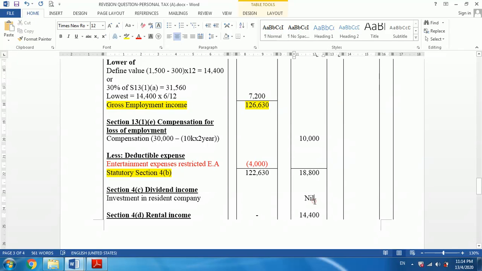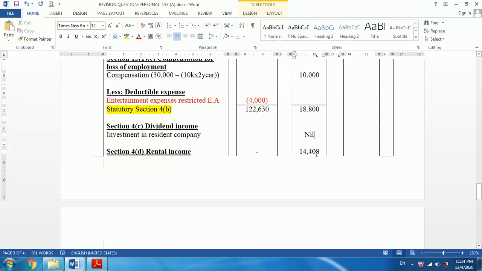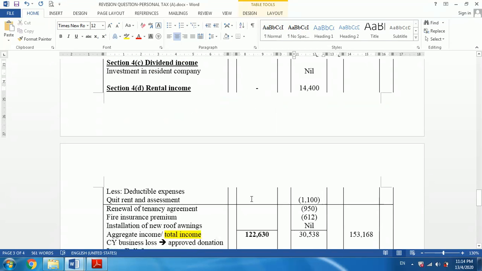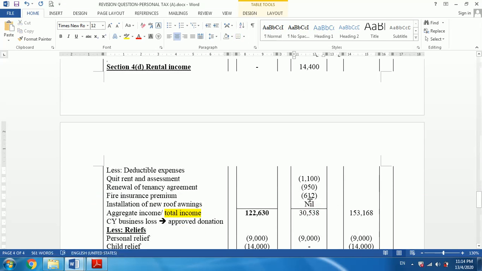The dividend income is nil. The rental income will be 14,400 because the house is located in Penang, Malaysia source, minus quit rent, minus the renewal, minus the fire insurance, installation of roof awning. So in the end this is her aggregate income, and it goes to total income because she did not make any business losses and there is no approved donation made by her.